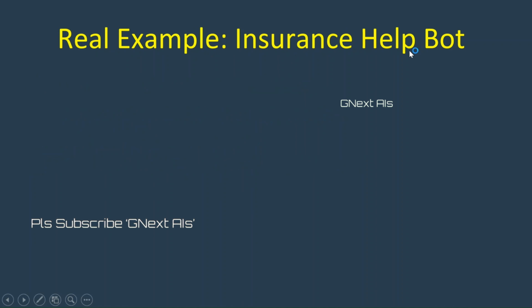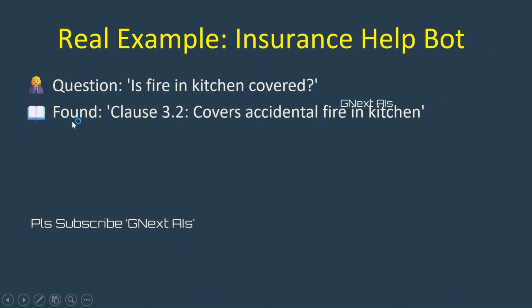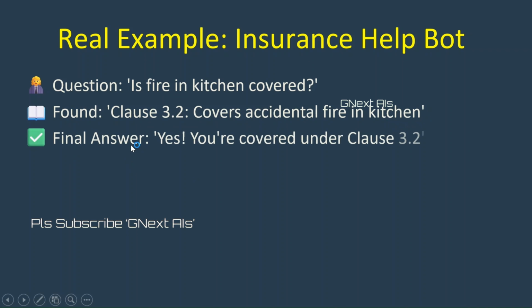Then, a real example in detail: the insurance help bot. The question is whether fire in the kitchen is covered, right? We ask that system, and it finds clause 3.2 covers accidental fire in kitchen. Then what will the final answer be? We have asked the question to the LLM, and it will give us a human kind of answer. So it reads the data from the files we have uploaded, then it will answer yes, you are covered under clause 3.2, right?